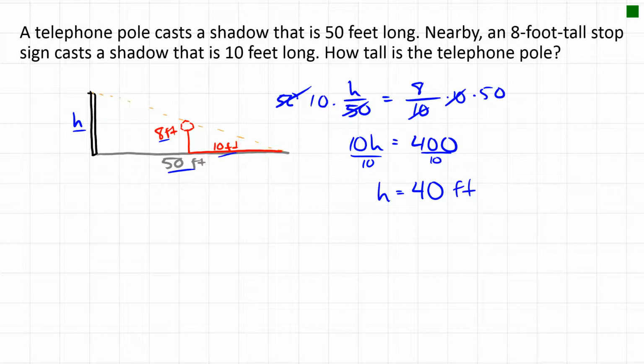So h equals 40 feet is a perfectly acceptable answer. You could also write it out with more words if you want to say telephone pole equals 40 feet, or the telephone pole is 40 feet tall. All of those would be acceptable answers.